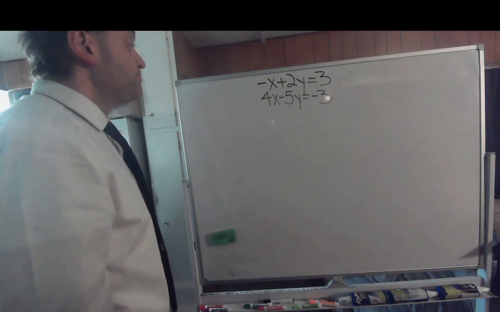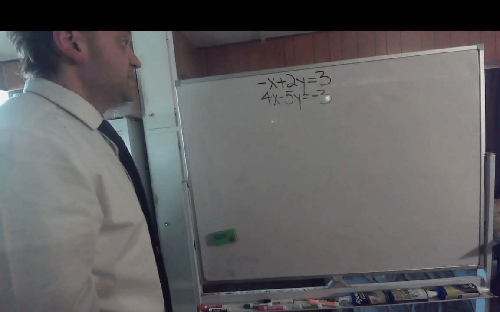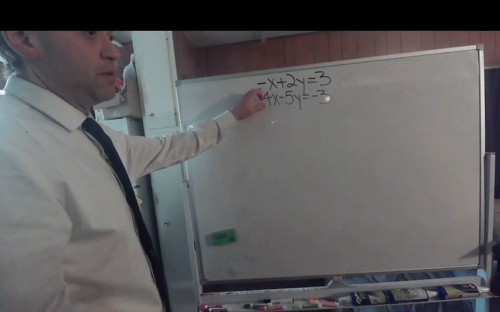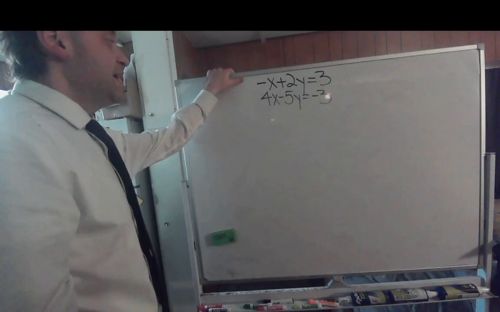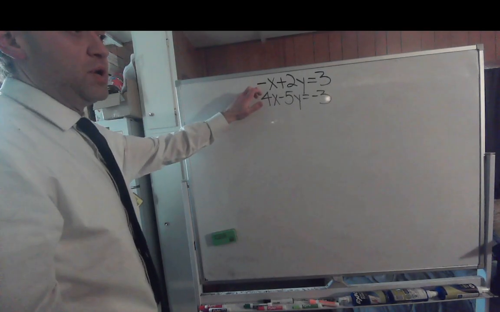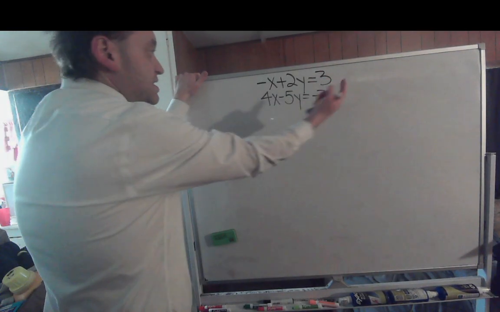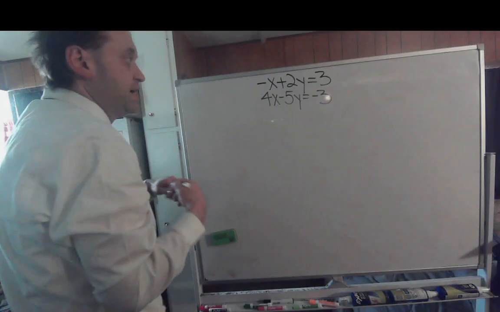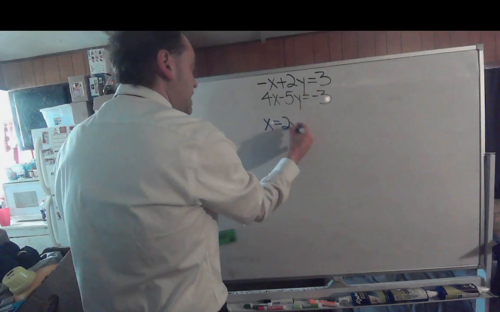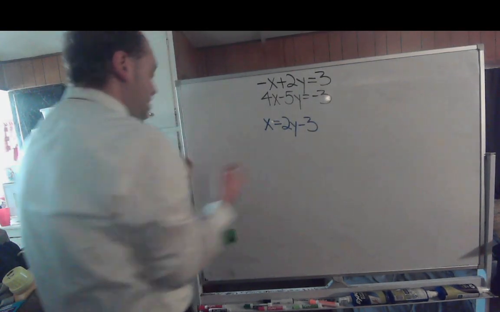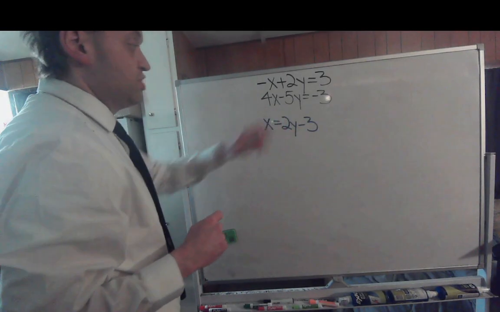Well, I think it's safe to say this x is to the first power. This x has a coefficient of negative 1, but if we just move the x over to the right-hand side and subtract the 3 from the right-hand side, what you have is x would equal 2y minus 3. And you have something now that you can substitute into the second equation for x.